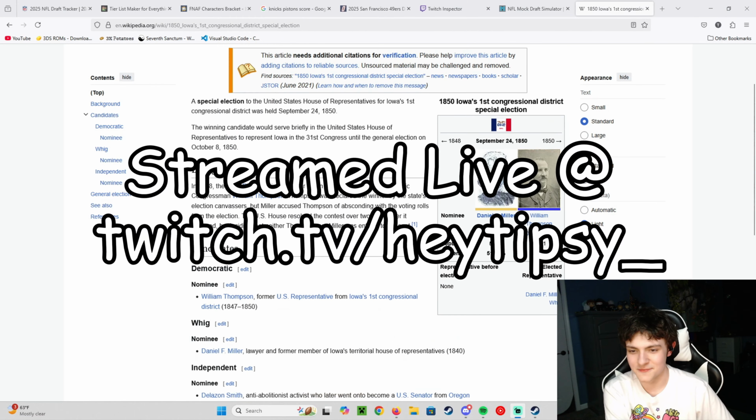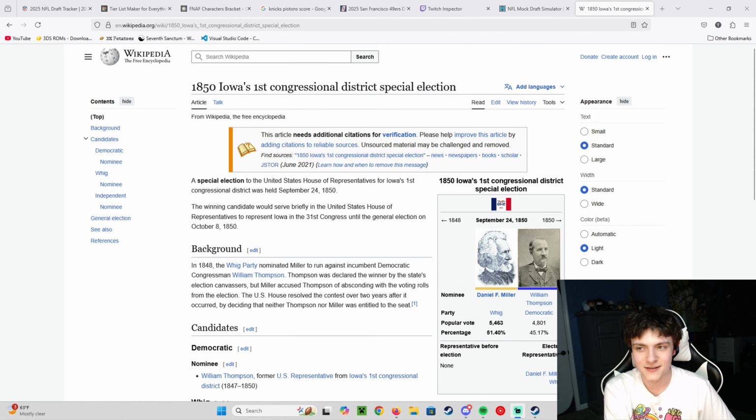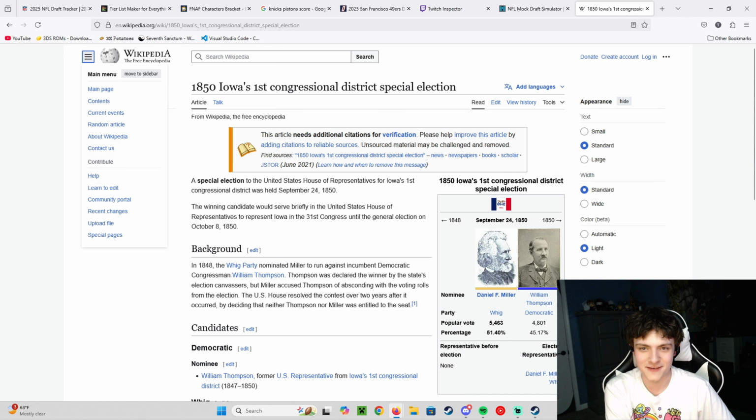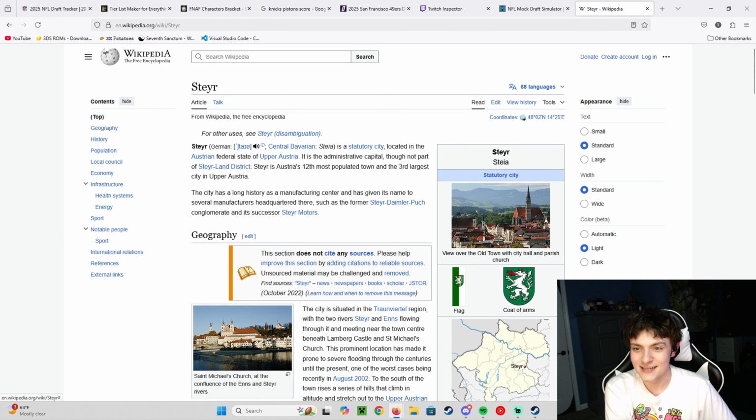I think that doing this could be super fun, just going through random Wikipedia articles and making fun of them. Let's see what we've got next. Steyr! Wait, how's this pronounced? Steyr. What? Wait.